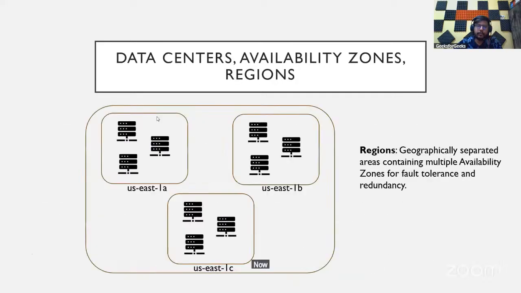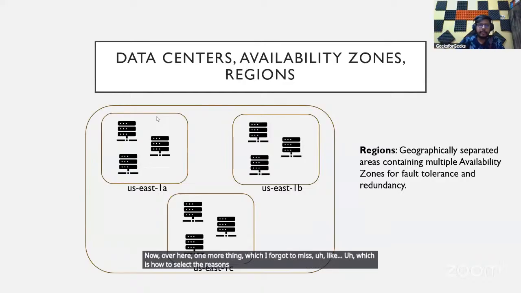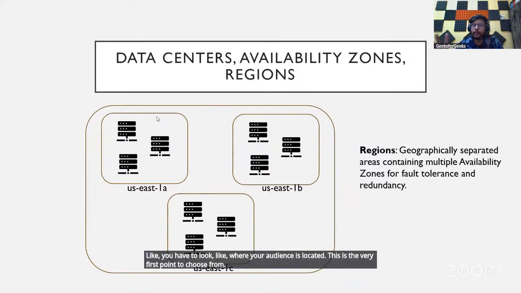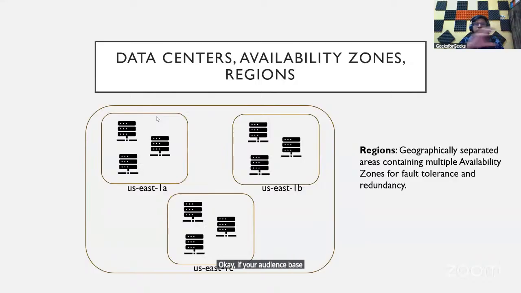Now over here, one more thing which I forgot to mention, which is how to select the regions. One point I just mentioned was the low latency factor. You have to look at where your audience is located. This is the very first point to choose from. If your audience base is in the US, you have to choose the region nearby to your end user.